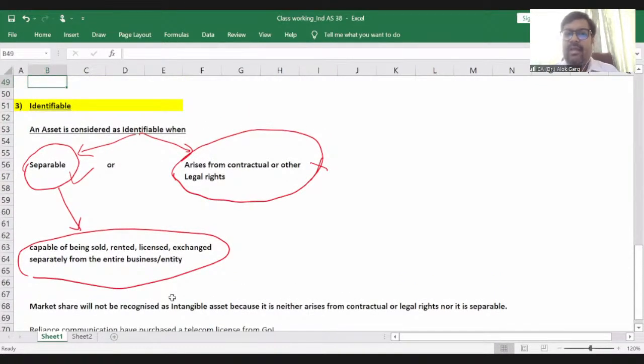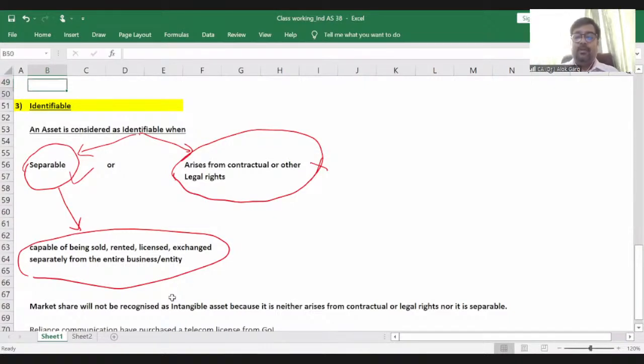Answer is yes. Why? Because Reliance has paid for that, and the Government of India has given a license for 15 or 20 years. So it is arising from contractual or legal right, and it is separable also. If Reliance wants to sell this spectrum license to others, it can sell to others, right? So normally, in case of an acquired intangible asset, this is meeting the definition of arising from contractual or other legal rights or separable. It is normally meeting the criteria for identifiability when you are actually paying for it.